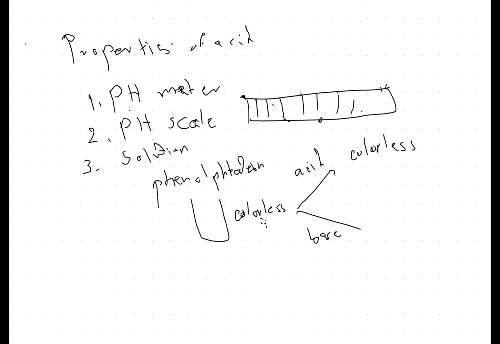Okay? The fourth one, it's litmus paper. We have two types of litmus paper: red litmus paper and blue litmus paper.